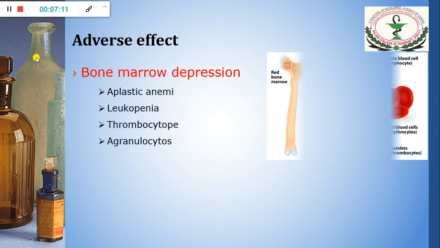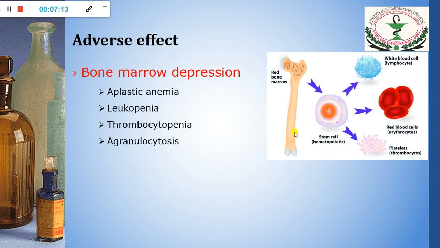The third adverse effect is bone marrow depression. You can see this is our bone, and the internal part of our bone is called bone marrow. This bone marrow is the area where our blood cells are synthesized, and there is a presence of active stem cells that will produce the different WBCs, white blood cells, different RBCs, erythrocytes, and platelets or thrombocytes are formed in the bone marrow.